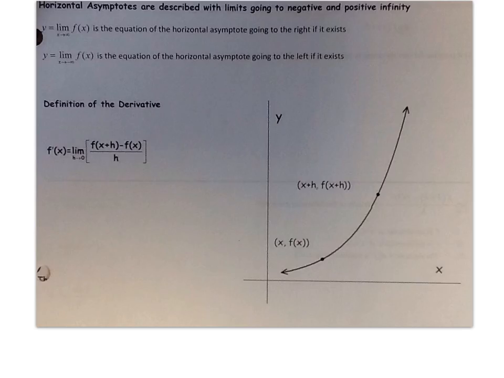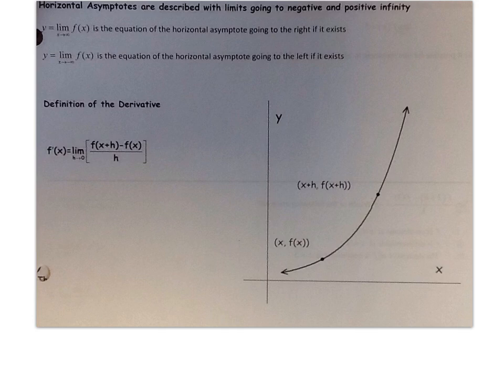Okay, the next one. Horizontal asymptotes are described with limits going to negative and positive infinity. So y equals the limit as x approaches infinity of f of x is the equation of the horizontal asymptote going to the right if it exists, and y equals the limit as x approaches negative infinity of f of x is the equation of the horizontal asymptote going to the left if it exists. So we kind of briefly mentioned that already.